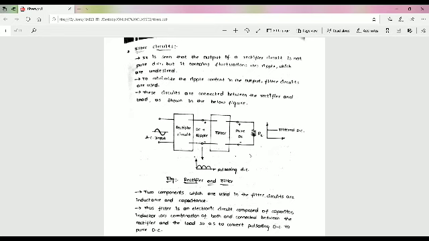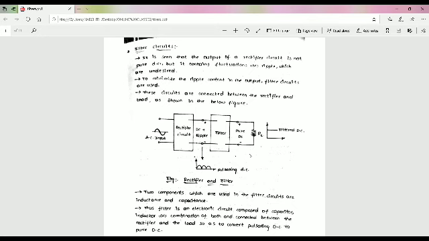Once again, repeating this: inductance acts as a short circuit for DC, but it has a large impedance for AC. Similarly, the capacitor acts as open for DC and almost short for AC, if the value of the capacitance is sufficiently large.